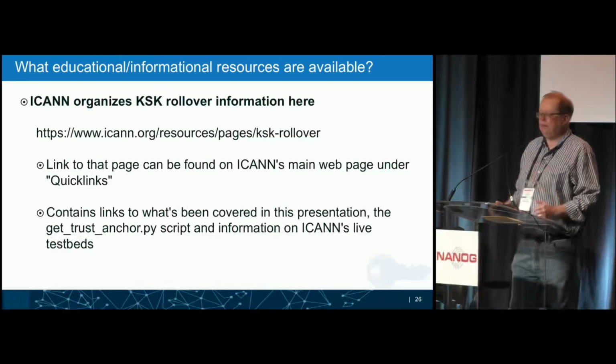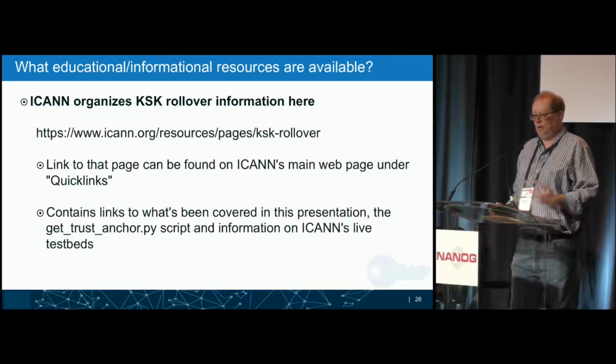Educational informational resources we have out there. We have a bunch of documents put out there right now. The ICANN website has a link that's given at that URL. That's kind of long to write down, and of course you can download the slides. But if you go to ICANN's main webpage, there's an area called Quick Links, and you go down, Key Rollover is one of our quick links. It'll have copies of everything we present out there. It should have this presentation. I have to make sure it gets out there.